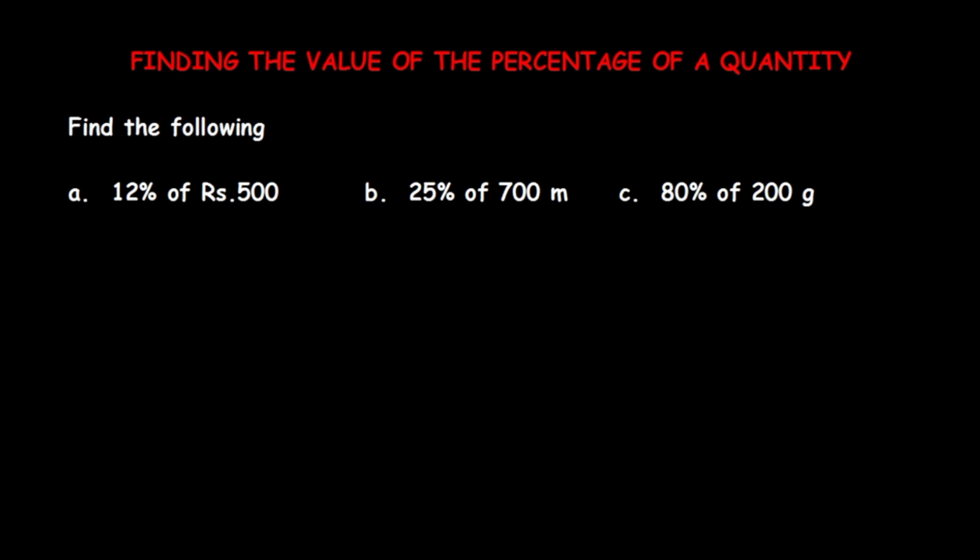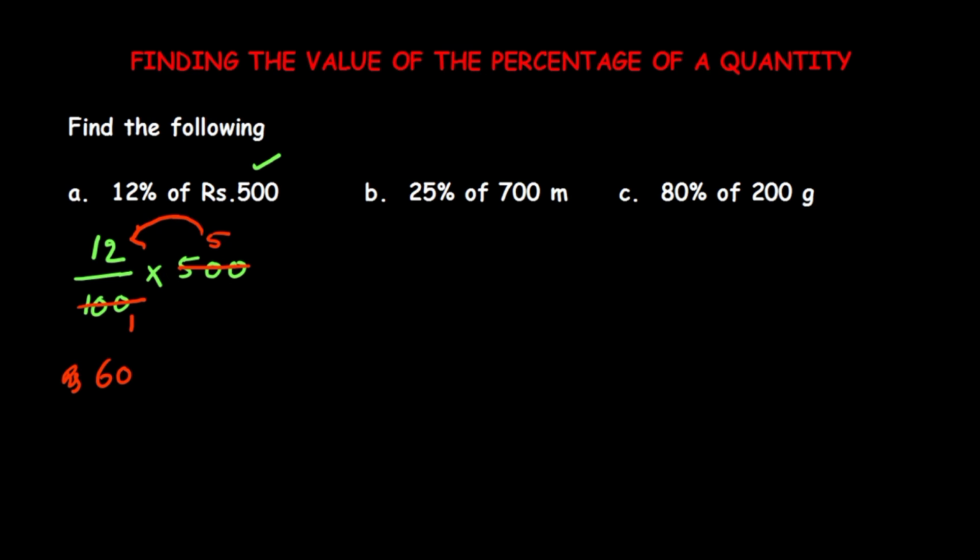Okay, so 12% of 500. What is 12% of 500? How to find it? Just take 12 by 100, the percentage converted into a fraction: 12 by 100 into 500. Now we cancel: 100 ones are 100, 5 hundreds are 500. Now 12 into 5 is 60. So the answer is 60 rupees. So 12% of 500 is 60 rupees.